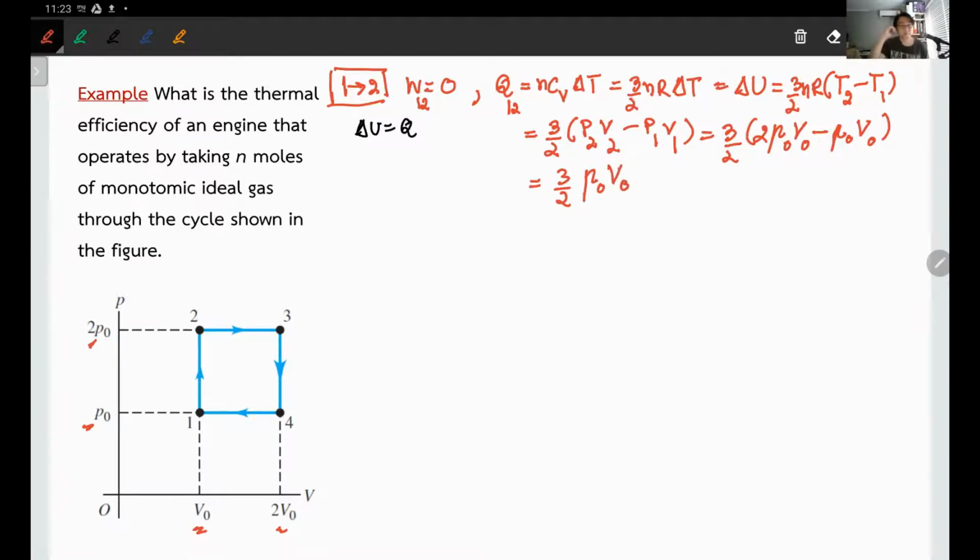There you go. See, that's done for the first section in the diagram. And as you can see, the heat flow is positive. Bam. Q12, heat flow in. Yeah, it's kind of fun, yeah? I don't know if it's fun or not. Okay, try again. 2 to 3.